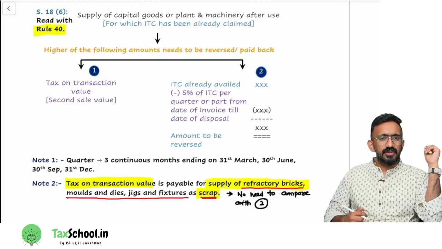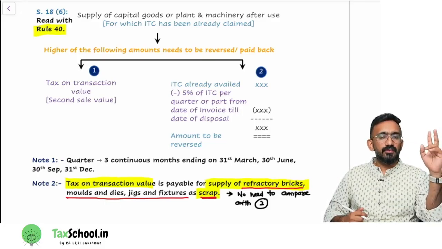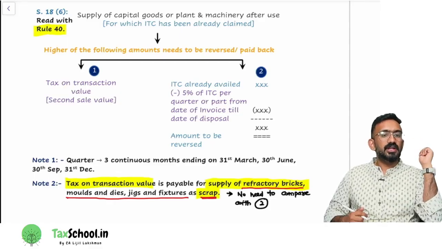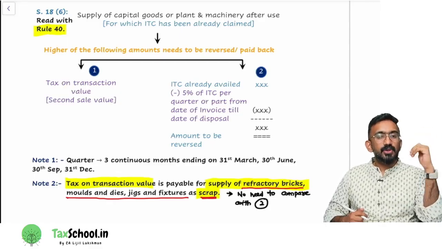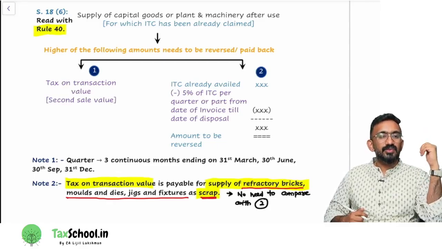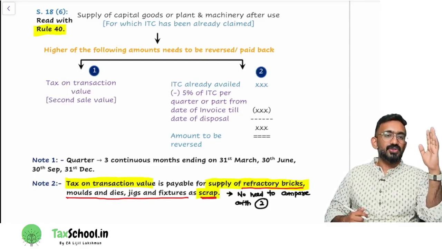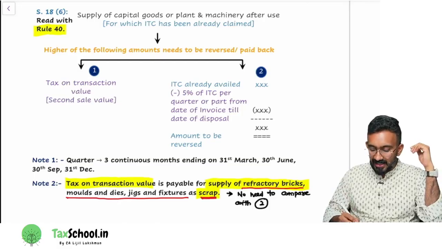Why 80% of credit? 1 year you have used means for 4 quarters you have used. Only 20% credit you are supposed to take. So every time you sell these things as scrap, you will have to reverse 80% of credit, which is unfair because you've used it fully. That's why you only have scrap left.